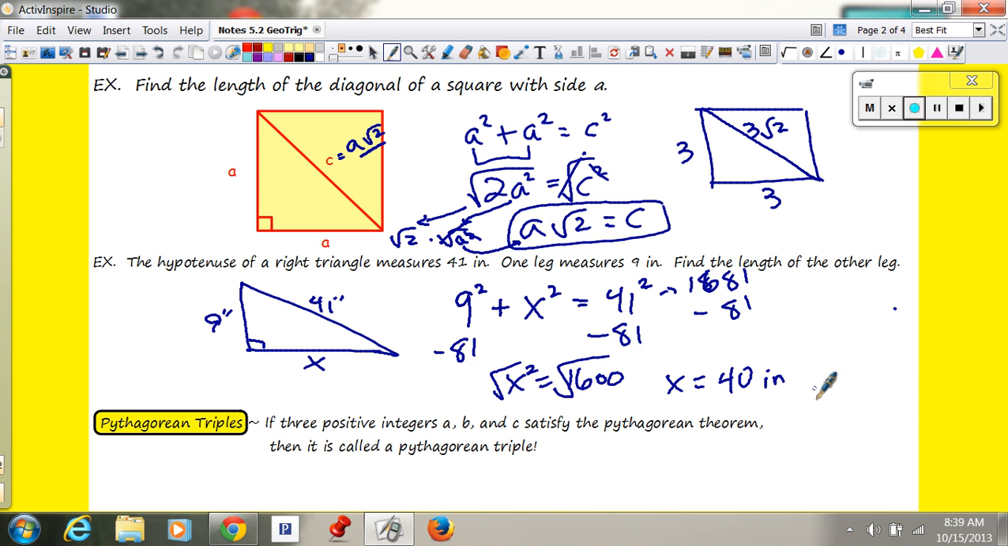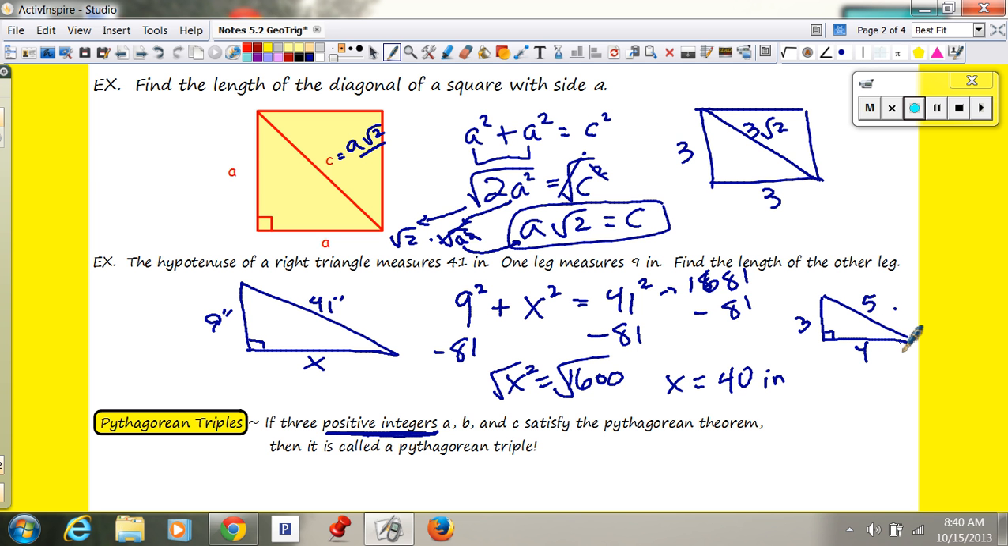Okay, here's a little key side note here for you. Pythagorean triple. If 3 positive integers, you remember what an integer is again? Whole numbers, right? Not decimals, not fractions. If 3 positive integers, a, b, and c, satisfy the Pythagorean theorem, then it's called a Pythagorean triple. The most famous Pythagorean triple that you're going to see is a 3, 4, and 5.